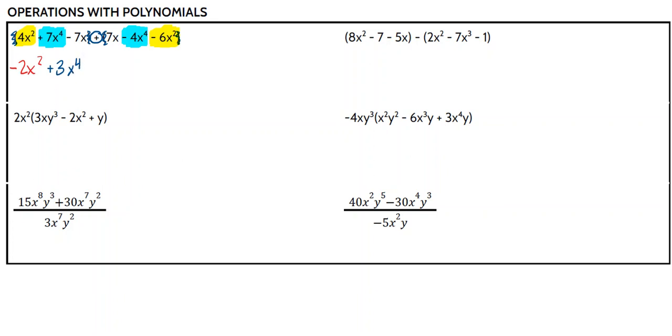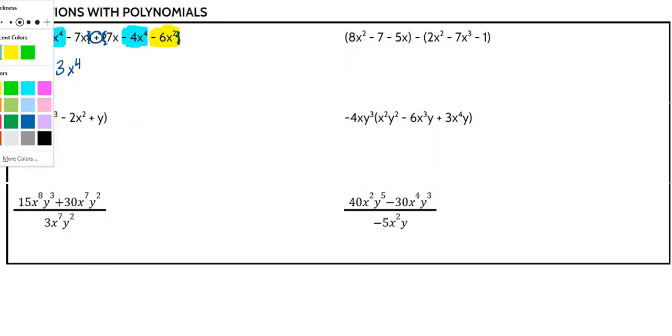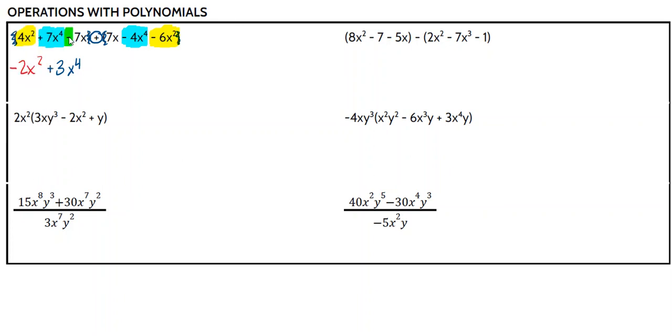So positive 7 minus 4 is positive 3, and we bring the x to the fourth. When I do addition or subtraction, the exponent on the variable does not change. Remember, those exponents represent repeated multiplication, so I'd have to multiply or divide in order to make changes there. Then we keep going down our line here. We have a minus 7x, and then we have positive 7x, and those terms actually cancel each other out to 0.